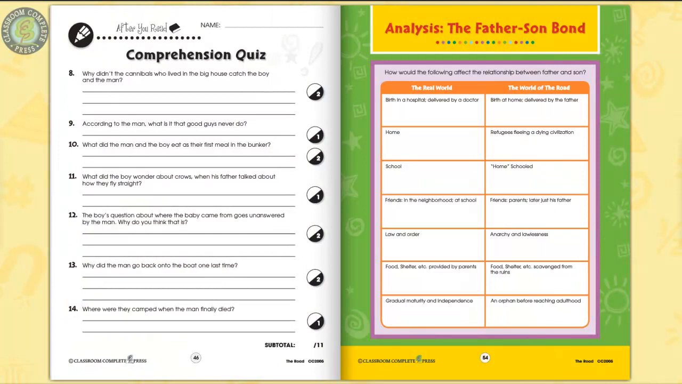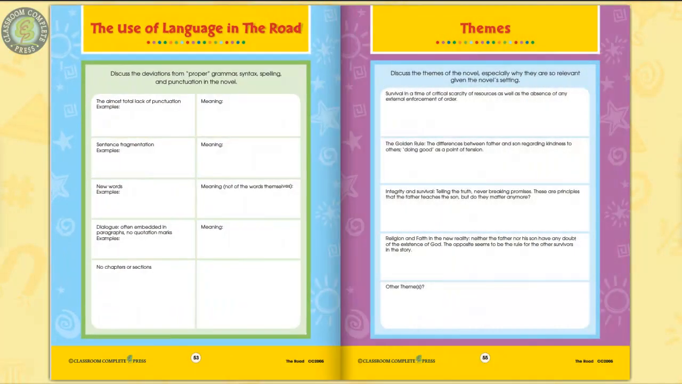3 color posters, which are graphic organizers, complete the resource. Discuss deviations from proper grammar, syntax, spelling, and punctuation used in the novel.